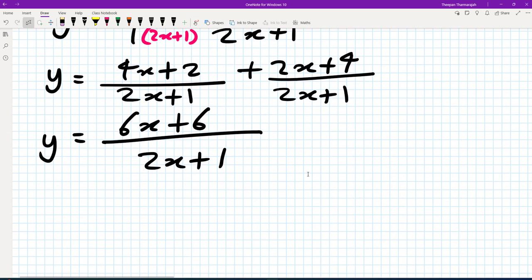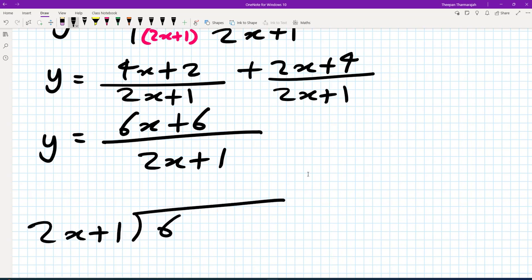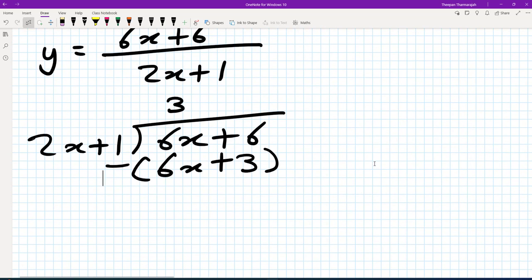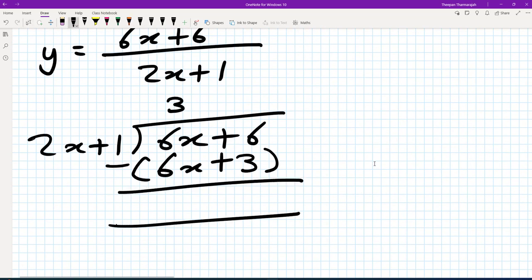So what I'm going to do here is do an algebraic division. So I'm going to do 2x plus 1 divided into 6x plus 6. And we're going to get a 3 here. And then 2x times 3 is 6x. And 1 times 3 is 3. We're going to minus these now. And I get a 3 remainder. That's why in the book you get that solution.